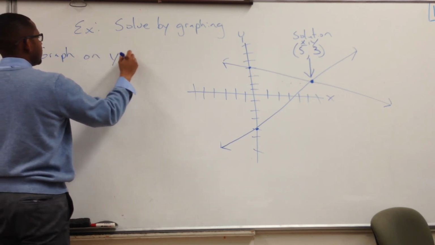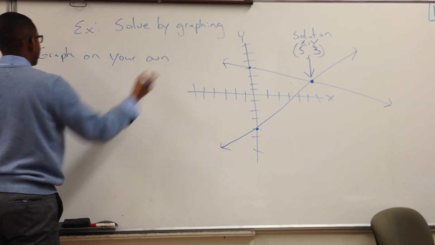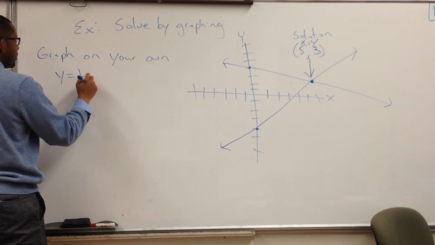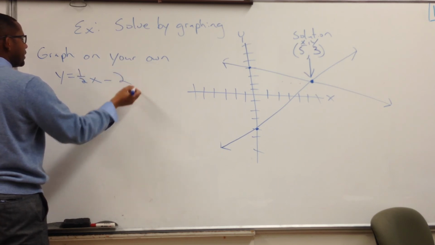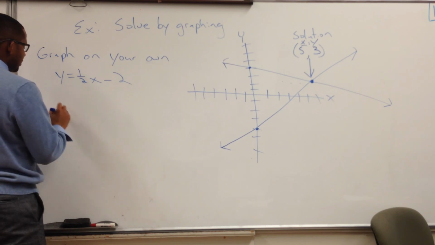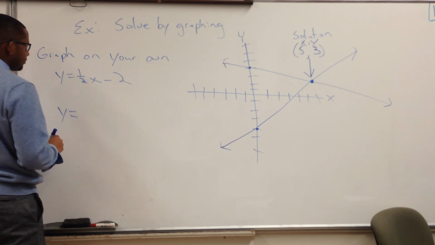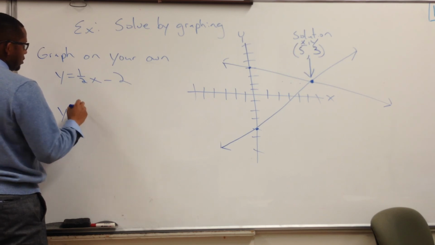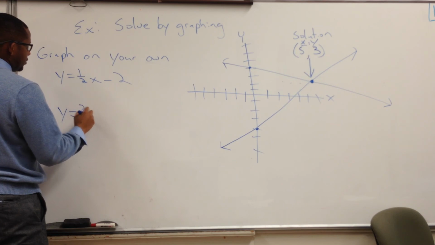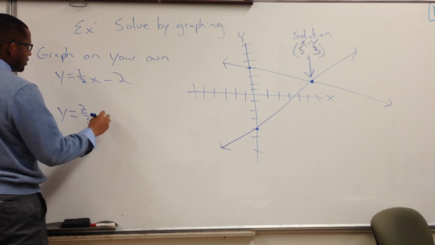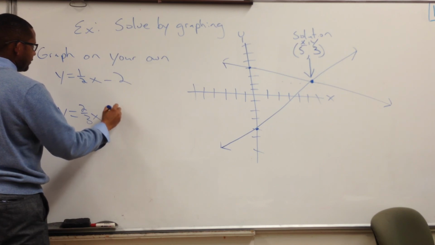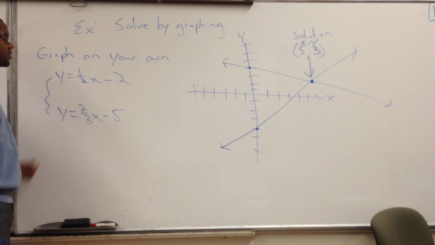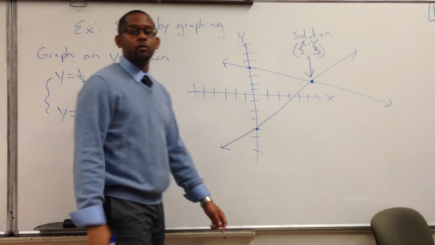Graph on your own. First one says y equals 1/2 x minus 2. Second one says y equals 2/3 x minus 5. Okay? Graph this system of equations and find the solution on your own.